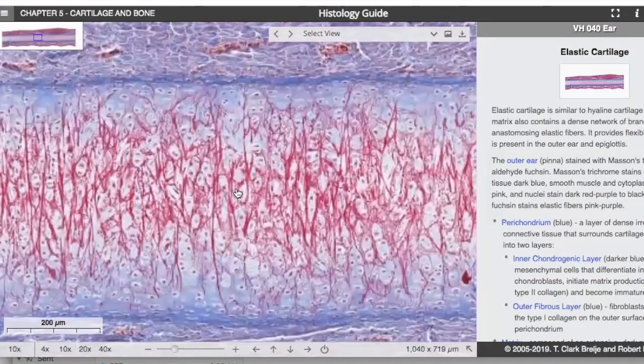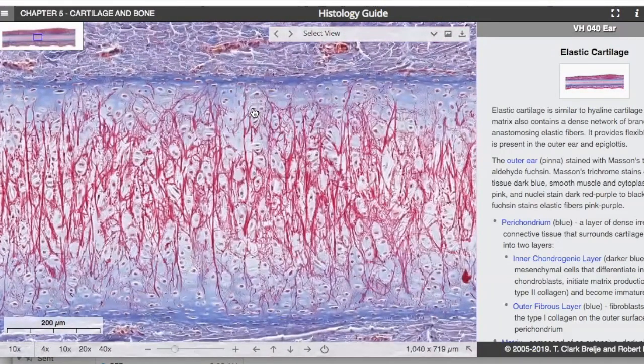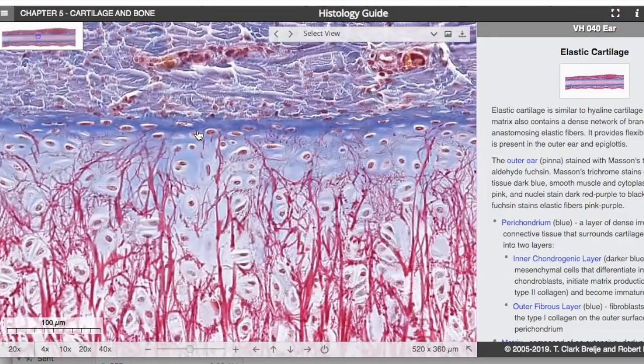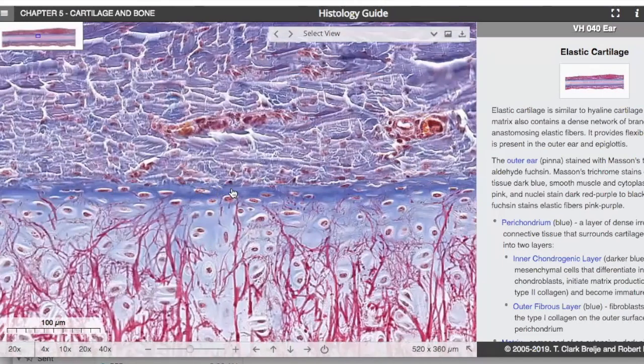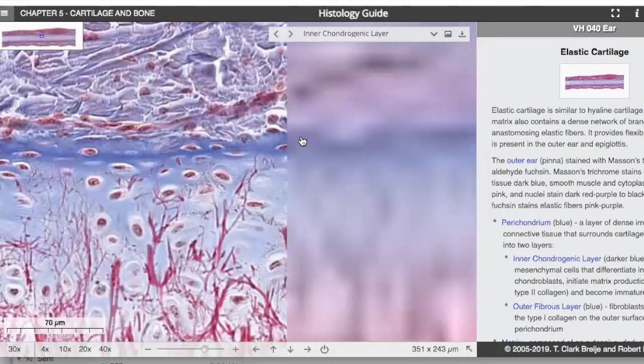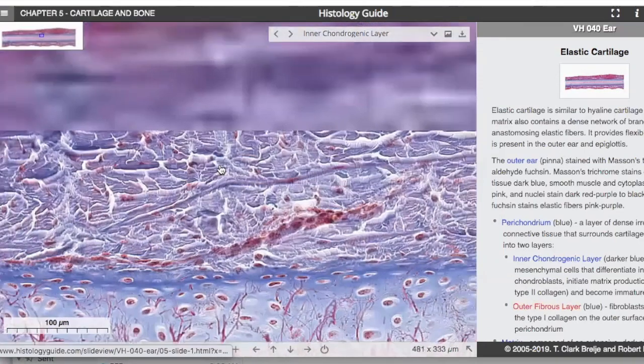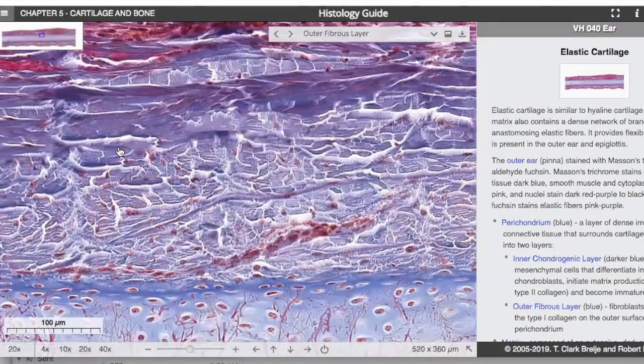Right, so actually, this is a little cleaner sample right here, but you can see these are the elastic fibers running through it. These are the cells, and the space is called the lacuna. This layer right here is your inner chondrogenic layer over here, and then the outer fibrous layer is the outer with all the collagen right there.